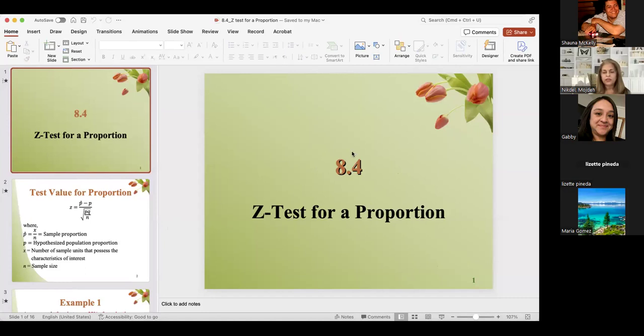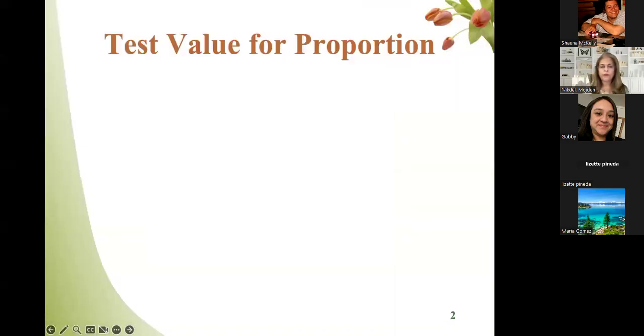Okay, we're going to look at section 8.4, hypothesis testing, z-test for a proportion. What is the test value for a proportion? Remember from the last two sections, one of the steps of hypothesis testing was finding the test value. So for proportion, like we learned in chapter 7, we have to use the z-test.